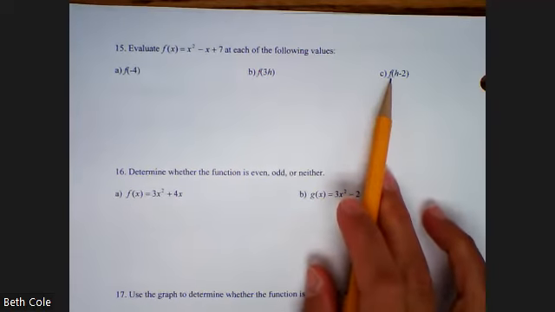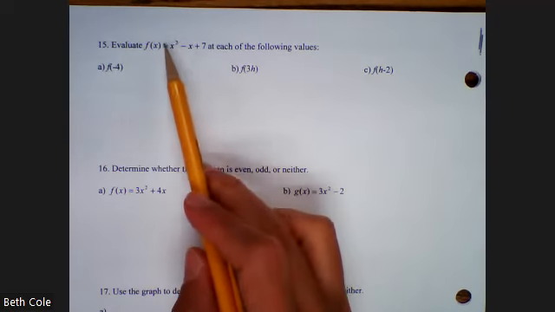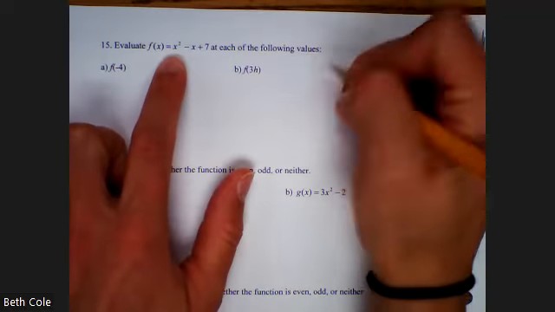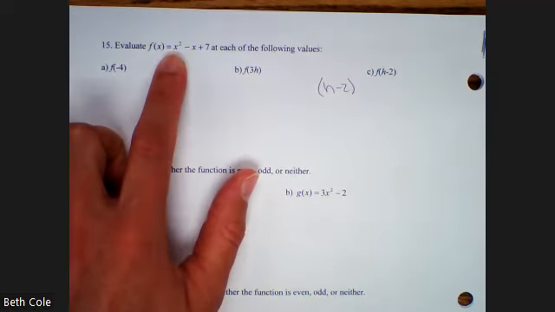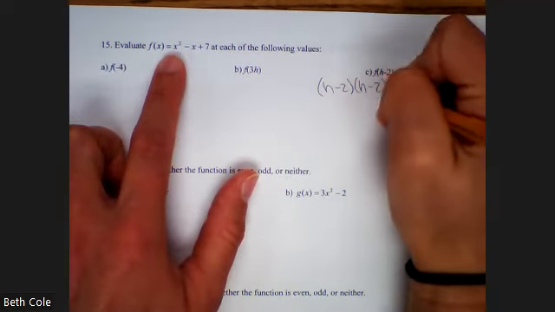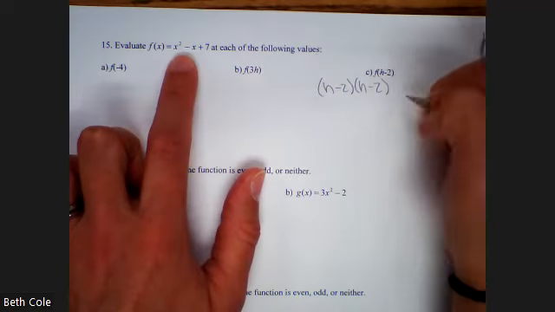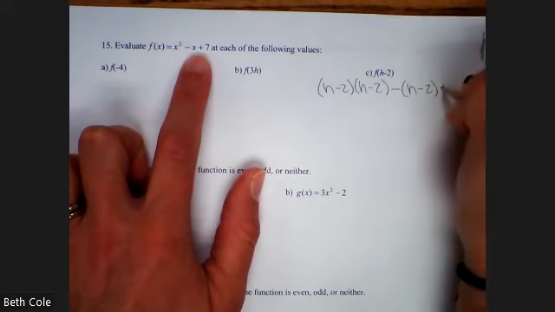Let's do C because that's the hardest one. And there was one like this on the clue game as well. Everywhere there's an x, you're going to put in h minus 2. Now, don't write h minus 2 squared. You should just write h minus 2 twice. Good. Okay, you're coming with me on that. So that's the h minus 2 squared minus, and then you're still going to plug in an h minus 2. You're plugging it in everywhere that there's a variable, and then plus 7.